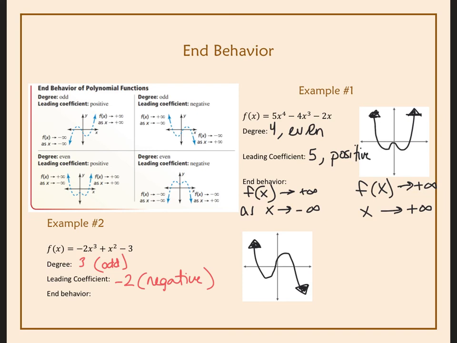Remember, on the left one, x is always approaching negative infinity. So on the left one, what's happening to my f of x? What's happening to my graph? f of x is approaching positive infinity. Let's look at this side over here. What's happening to my graph? The graph, which is f of x, is approaching negative infinity because it's going down forever. But x is approaching positive infinity. So that is how we write end behavior.